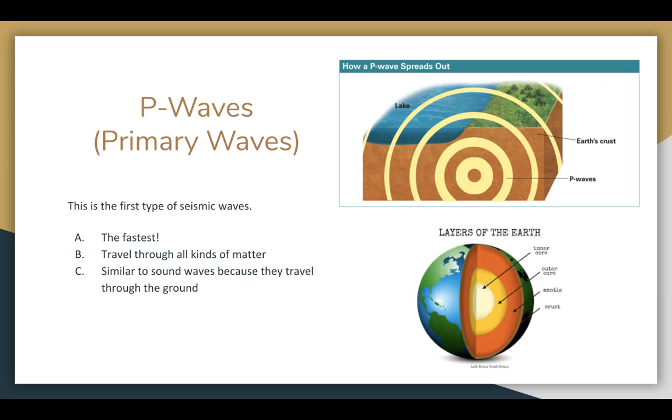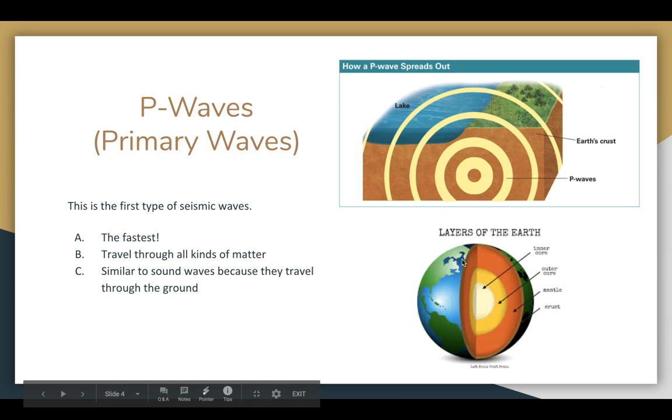P waves, primary waves. This is the first type of seismic wave, so it happens first during an earthquake. It's the fastest. It can travel through all kinds of matter. So what does that mean? If here's my P wave and it's traveling outward, look, it goes through the Earth's crust. It goes through different layers beneath the Earth's crust. It goes through liquid also. So if there are lakes or oceans, it can travel through that. It can also travel through air.